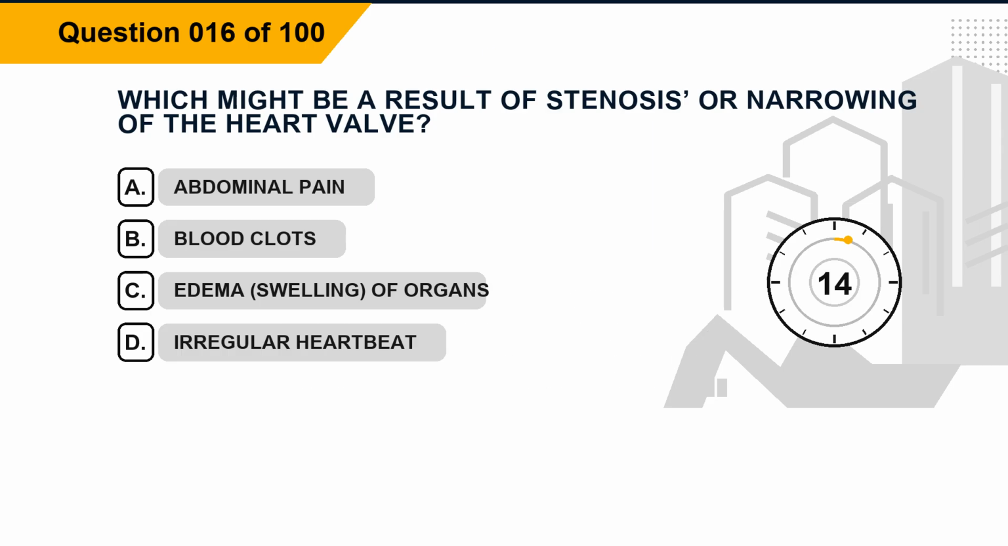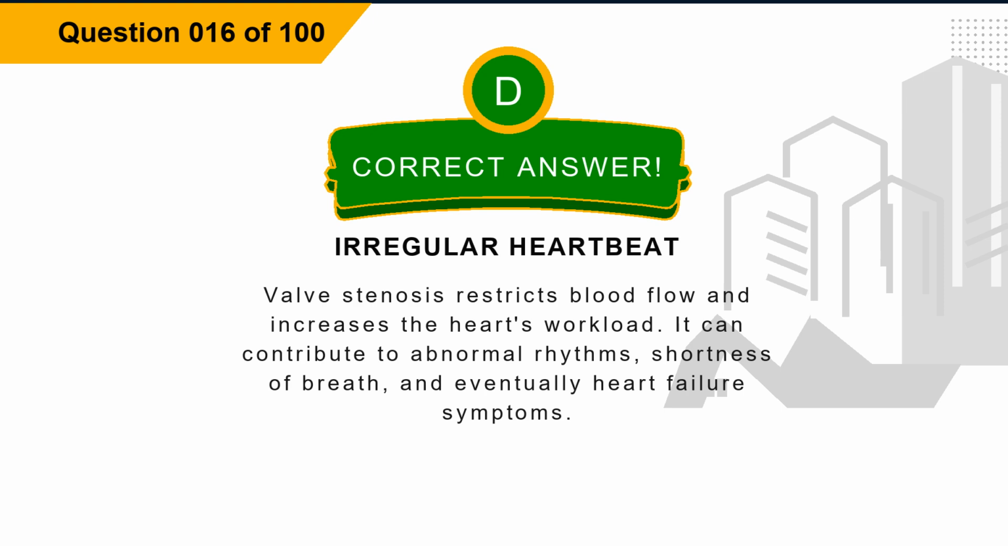Question 16. Which might be a result of stenosis, or narrowing of the heart valve? Option A, abdominal pain. Option B, blood clots. Option C, edema, swelling, of organs. Option D, irregular heartbeat. The correct answer is option D, irregular heartbeat.